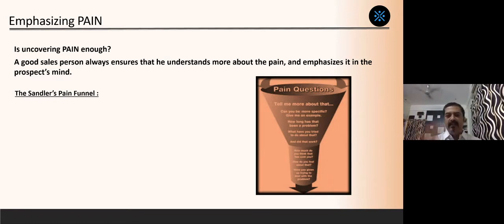I'm just taking the liberty of sharing it here, though there might be certain copyrights, or there's nothing per se, but I'm just taking that liberty. So what does it do, right? Or why do you have to go through this process, the pain funnel process, right? As I said, when you have uncovered the broad pain, you need to go deeper. And you need to emphasize that pain in the prospect's mind so that you are leading yourself to the next step, which is towards closure, right?